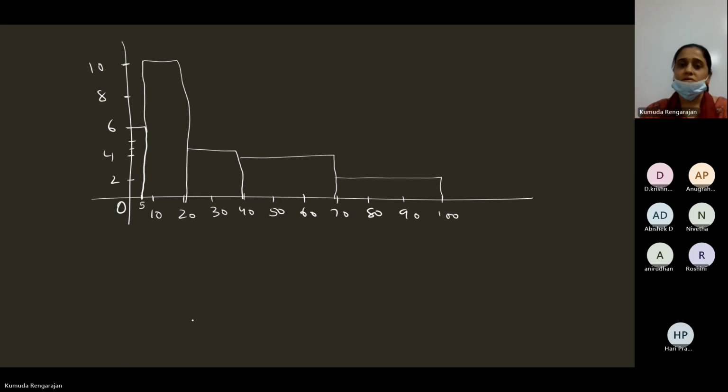This is the histogram. And if we have to show the frequency polygon on the same histogram, just take the midpoints. Correct?